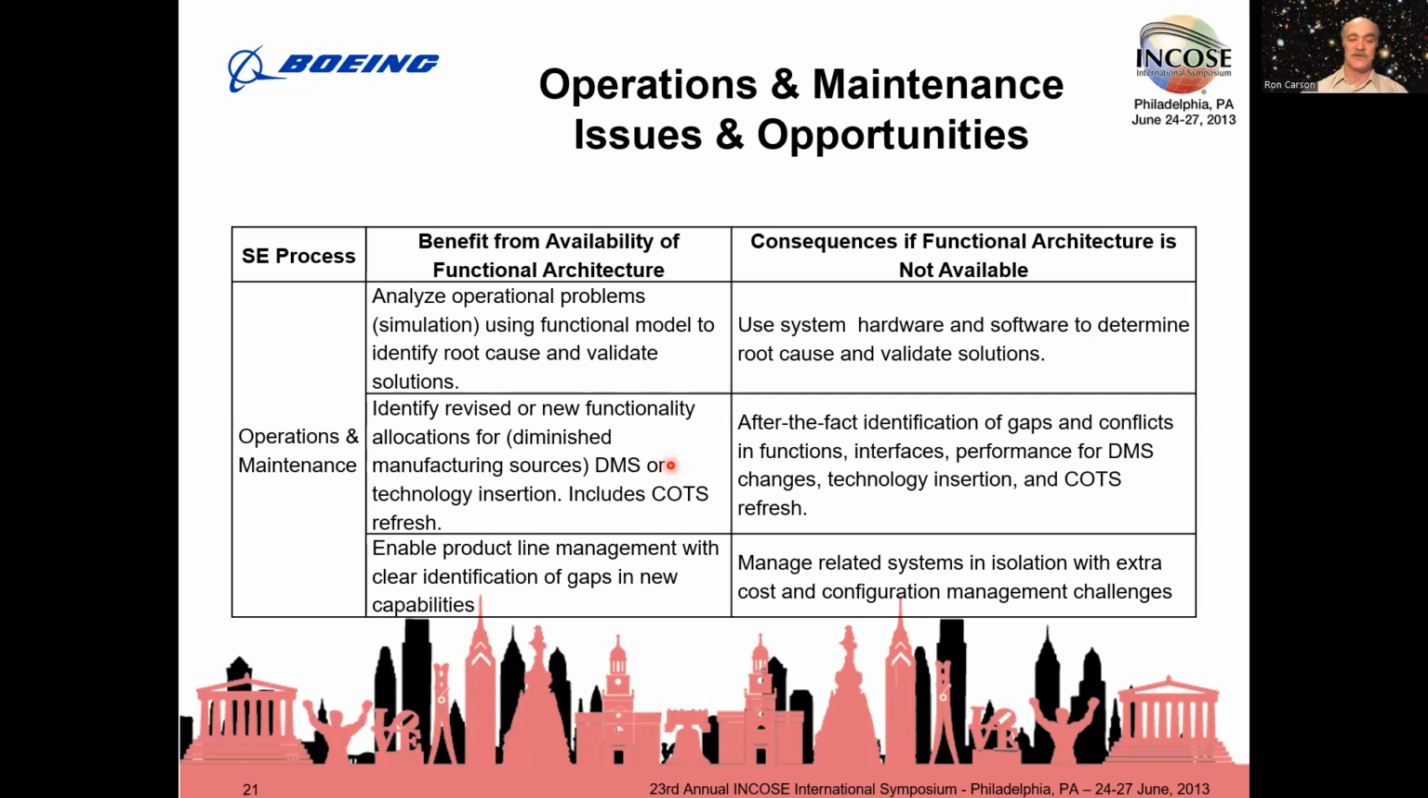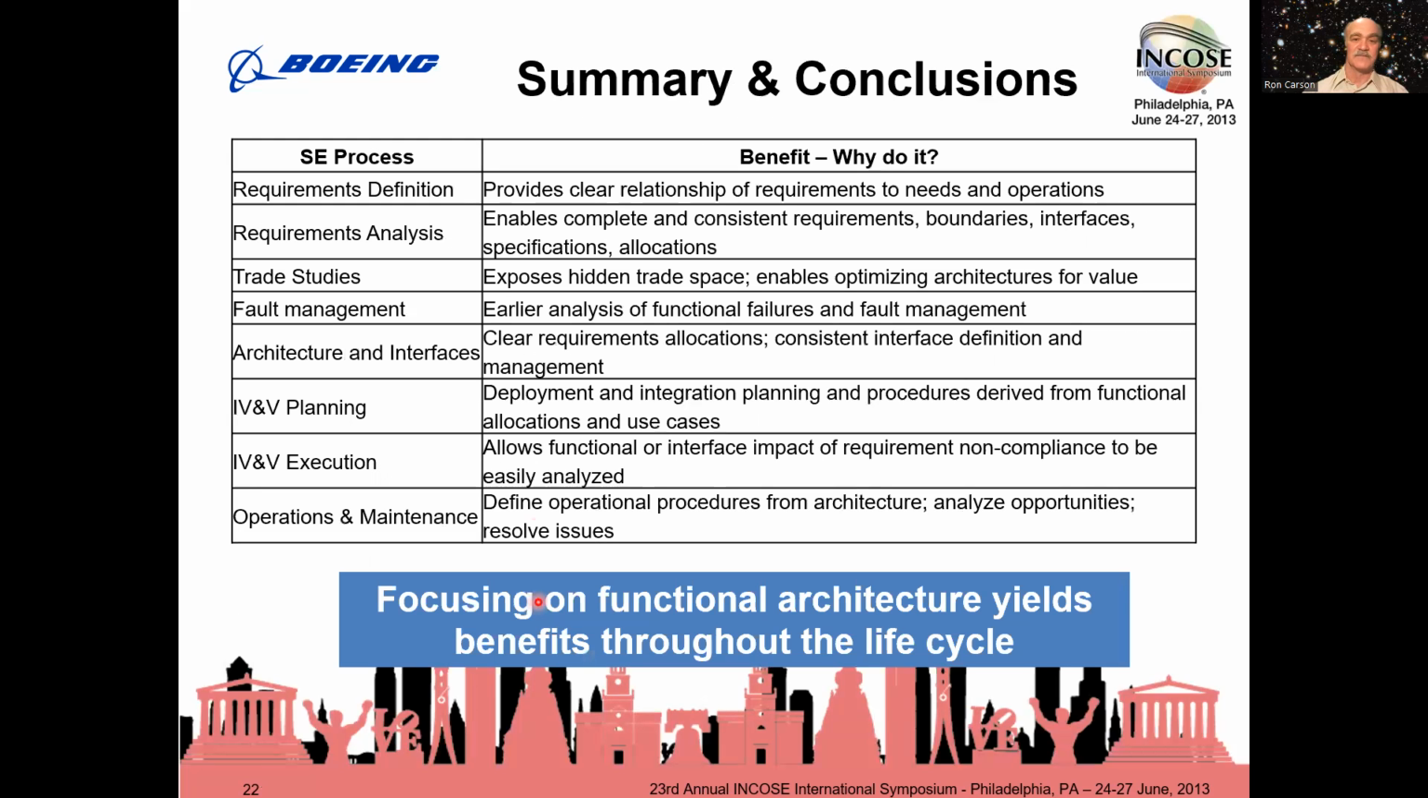We can also use the functional architecture to help us with our product line management, where we have subtle differences or significant differences in different elements of the system for different users or different specific needs. Make sure that we can identify any gaps in the capabilities that are desired. So this is another way to use the functional architecture during the operations and maintenance phase.